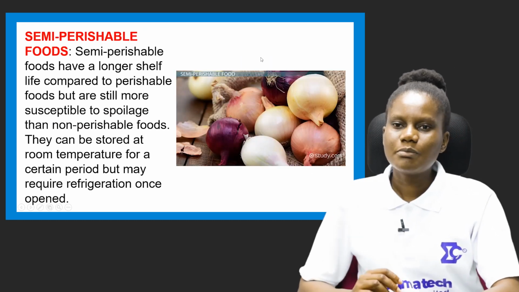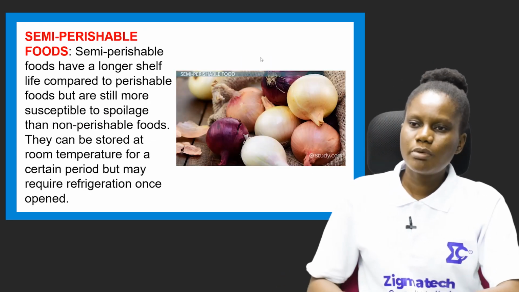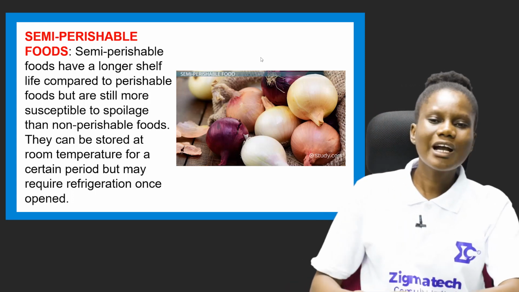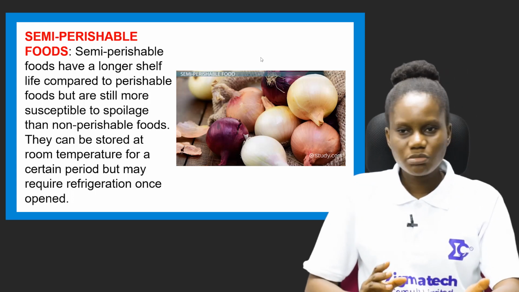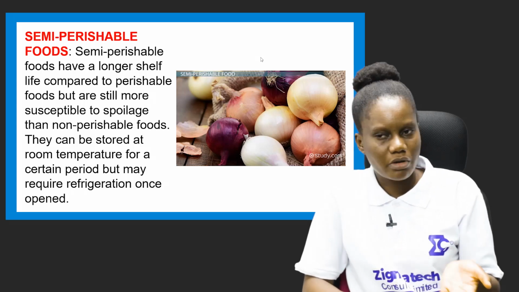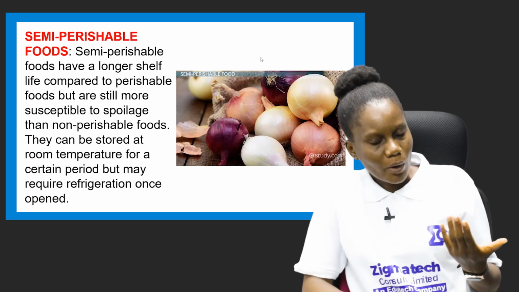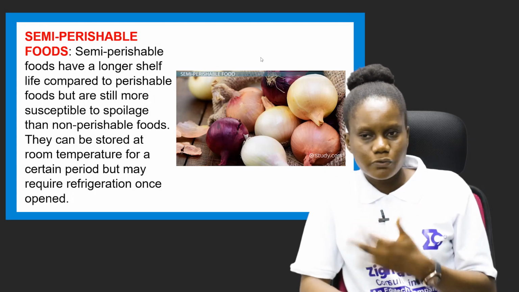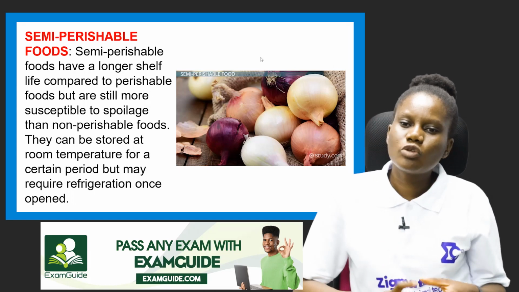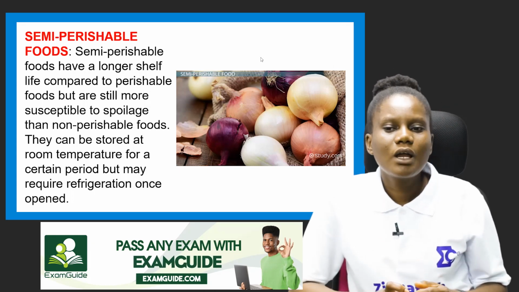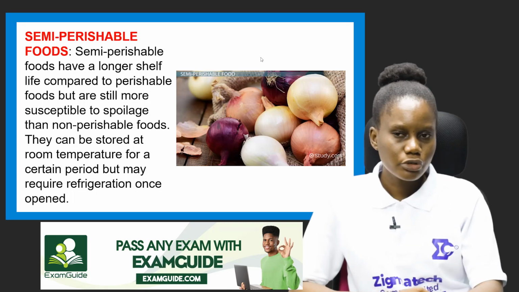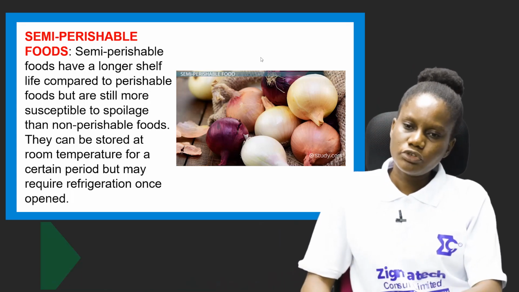So now let's look at our semi-perishable foods. What are semi-perishable foods? Semi-perishable foods have a longer shelf life compared to perishable foods, but are still more susceptible to spoilage than non-perishable foods. So they can spoil faster than non-perishable food, but not as fast as perishable foods. They can be stored at room temperature for a certain period, but may require refrigeration once you open such a food product.